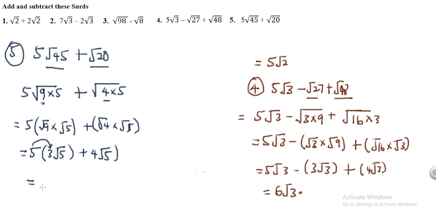Okay. So 5 times 3 is 15 root 5 here plus 4 root 5. Then I can safely add my numbers here against each other. So that this is 15 plus 4, which is 19 root 5. I'm going to add an extra example.